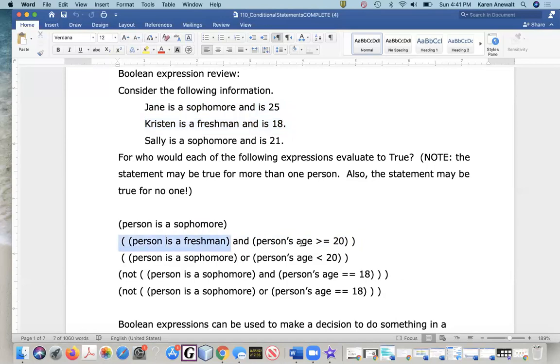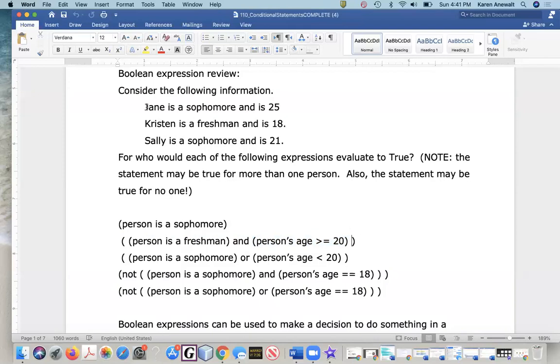So if we evaluated this expression, person is a freshman and person's age is greater than or equal to 20, the result would only be true if both conditions were met. So if the person is a freshman and also has an age greater than or equal to 20, then the whole condition would be true. If either part or both parts were false, then the overall expression would be false.